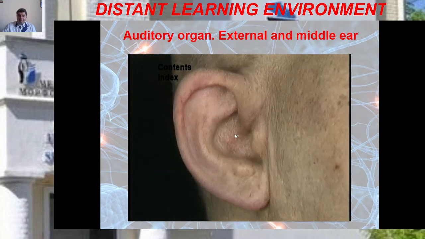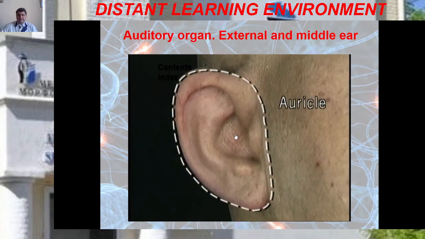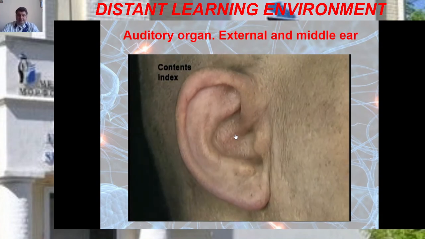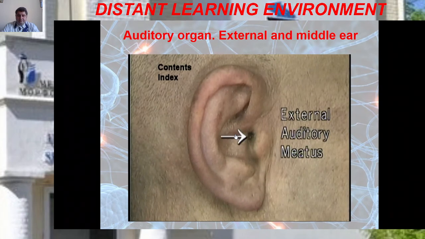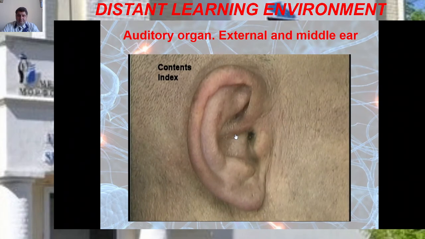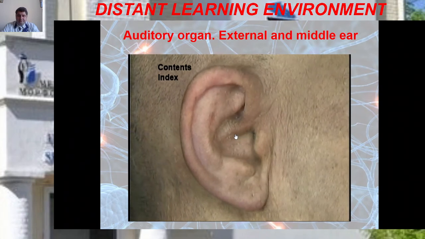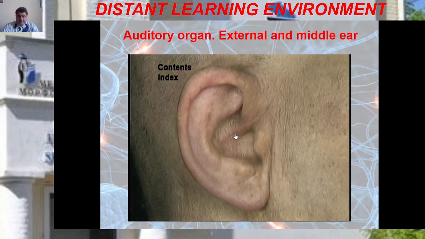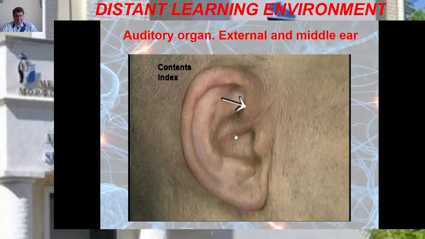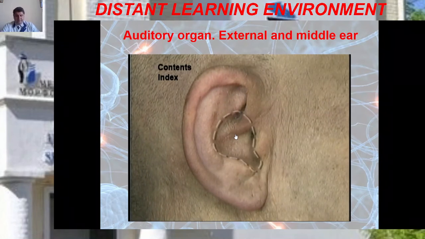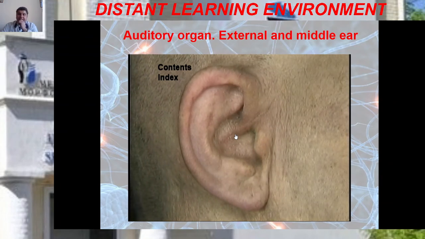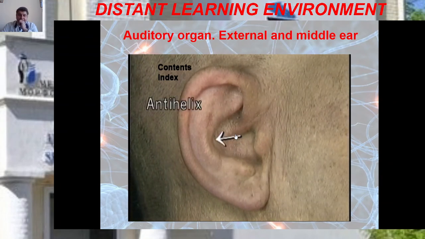The outer ear consists of the auricle, which projects from the side of the head, and the external auditory meatus, or ear canal, which passes inwards to the tympanic membrane. We look at the auricle first. The folded outer rim of the auricle is the helix. The helix spirals down into the floor of the central concavity, the concha. The rim of the concha is defined by this curved ridge, the antihelix.